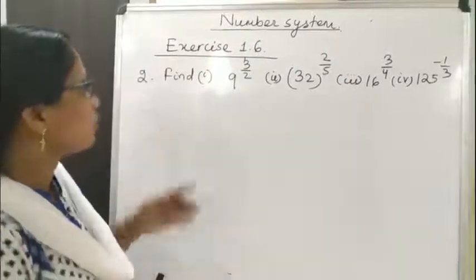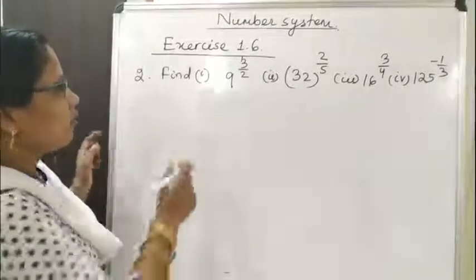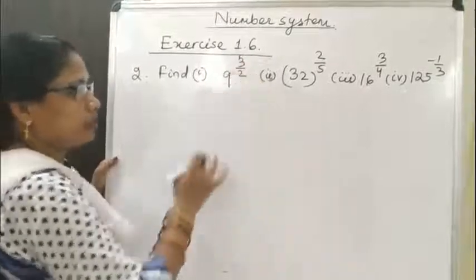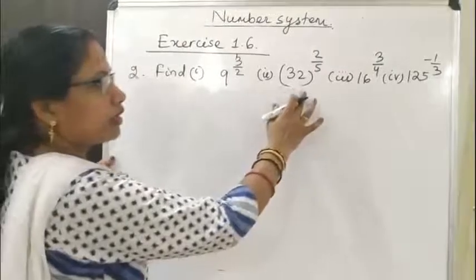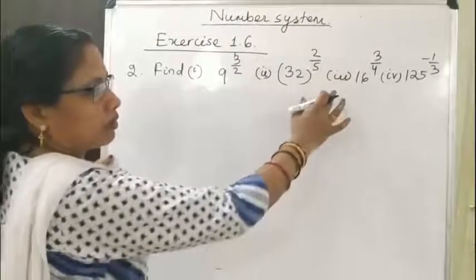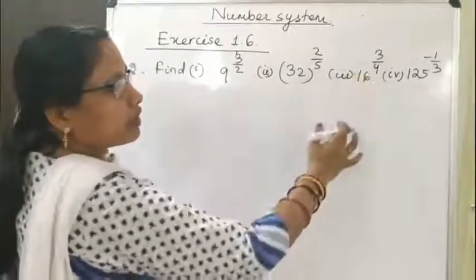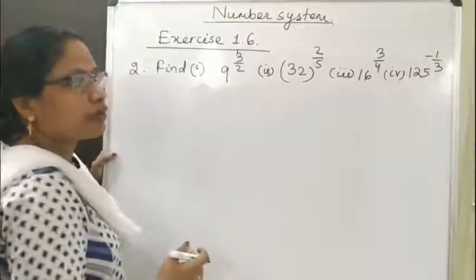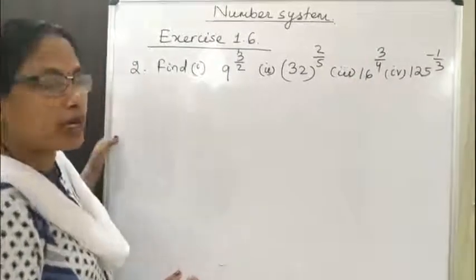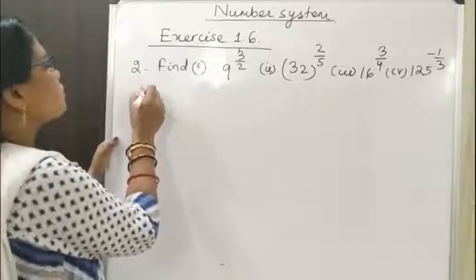Next, question number 2. Find first 9 to the power 3 by 2, second one 32 to the power 2 by 5, third 16 to the power 3 by 4, fourth one 125 to the power minus 1 by 3. So let us solve one by one.